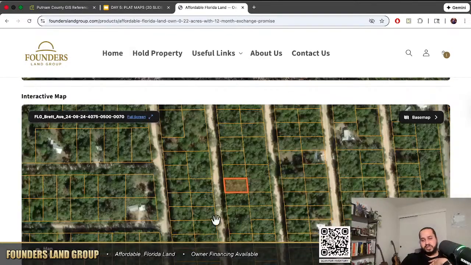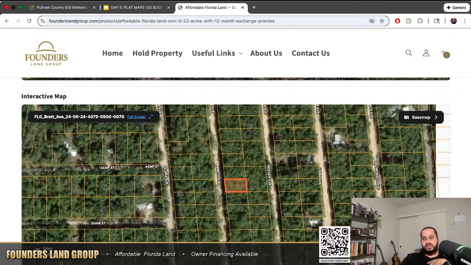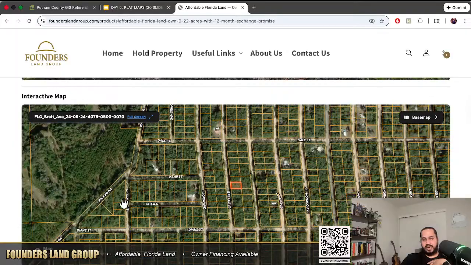But what I'm really focusing on is this tool. As you can see, this has access to the road directly, so this is not landlocked. It also gives you a holistic idea of how the platting has been done for each and every parcel. And this is where we are.